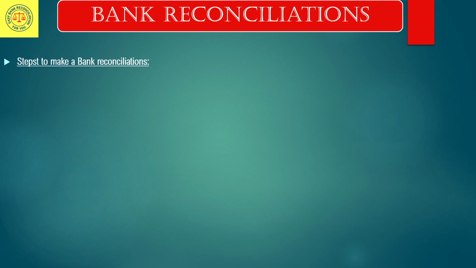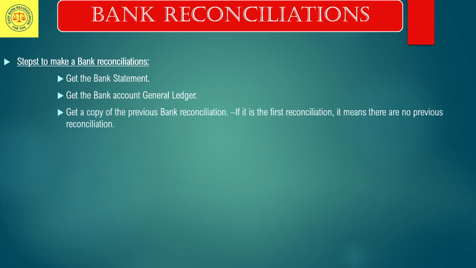Steps to make a bank reconciliation. Get the bank statement. Get the bank account general ledger. Get a copy of the previous bank reconciliation. If it is the first reconciliation, it means there is no previous reconciliation. But if not, it is very important to always have the previous reconciliation, because the previous reconciliation is going to be part of the following reconciliation and so on.